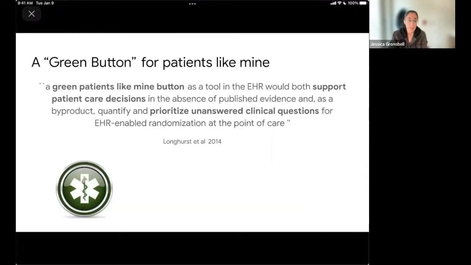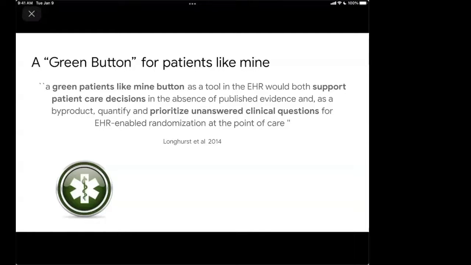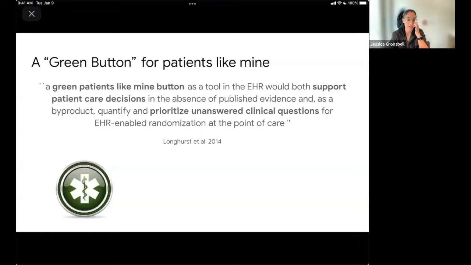And that article that I just showed you was from the Wall Street Journal, and it emphasized this idea of what's called a green button. It would be a tool embedded in a healthcare system that a physician could just press, and it could present to them patients like theirs: what treatments were effective, what treatments weren't effective, what symptoms are similar between these patients, to help them make better care decisions and potentially identify unanswered questions that could benefit from some sort of traditional clinical study.